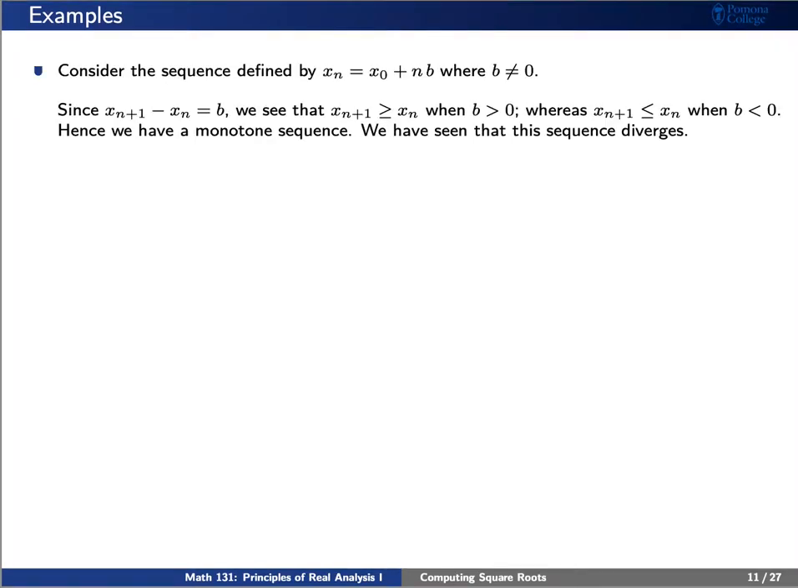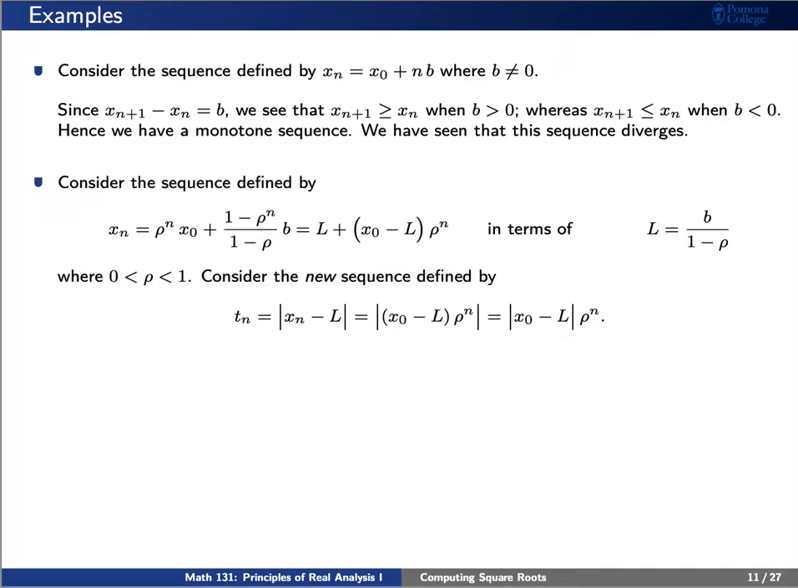We also discussed a couple of different examples. First, let's consider an arithmetic progression. That is a sequence of the form x sub n is x0 plus nb, where b does not equal 0. Since we know that the difference of consecutive terms, namely x sub n plus 1 minus x sub n, equals b, we'll see that our sequence is monotone increasing whenever b is positive, or monotone decreasing whenever b is negative. Either way, we have a monotone sequence. We have seen that this sequence diverges.